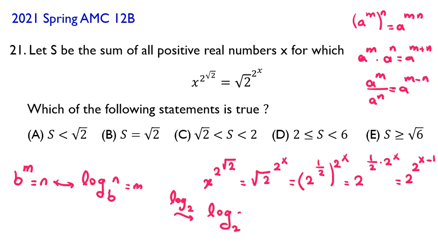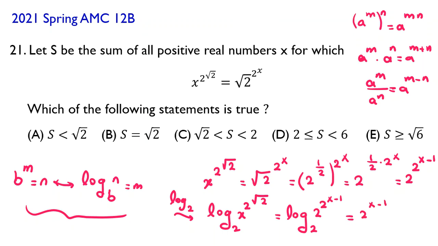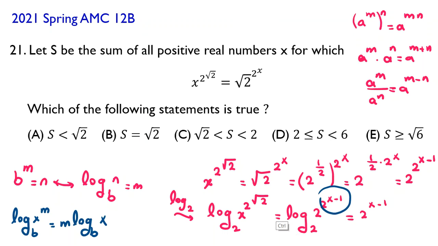It will be log 2 of x to the 2 root 2 equals, on the right hand side, log 2 of 2 to the 2 to the x minus 1. Let me tell you another rule that is easier to use: if you have log b of x to the m, you take m in front of log b of x. So here, it will be 2 to the x minus 1 times log 2 of 2. Log 2 of 2 is 1.